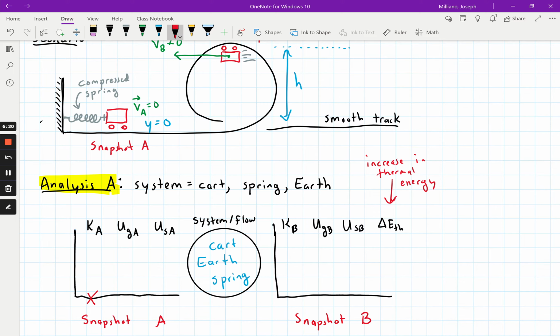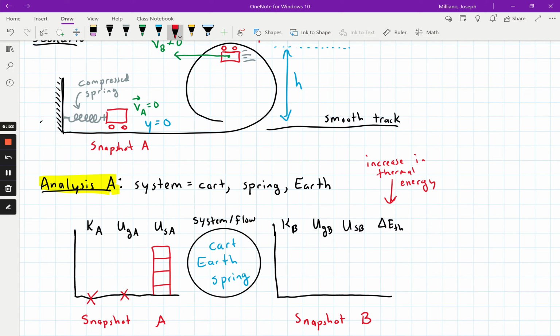For gravitational potential energy, we are at our reference height of y equals 0. And so there's 0 gravitational potential energy in the system at snapshot A. And then for spring potential energy, there is a spring and it is compressed. And so we can add some energy there. I'm going to arbitrarily choose 4 blocks of energy. That is a choice that you get to make. It doesn't matter a whole lot. All right, so that's snapshot A.